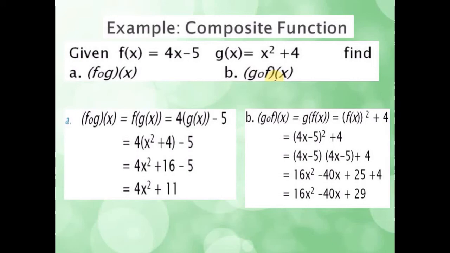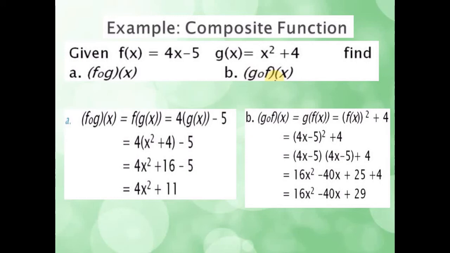So the quantity 4x minus 5 squared is just equal to 4x minus 5 multiplied by 4x minus 5, plus 4. Then, by the FOIL method, you will get 16x squared minus 40x plus 25 plus 4. So the final answer is 16x squared minus 40x plus 29.